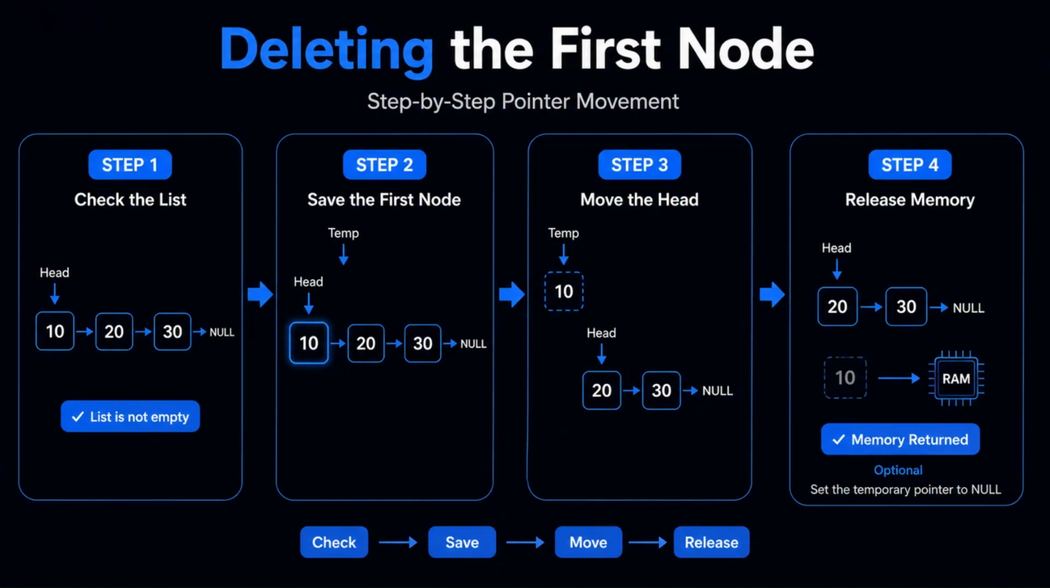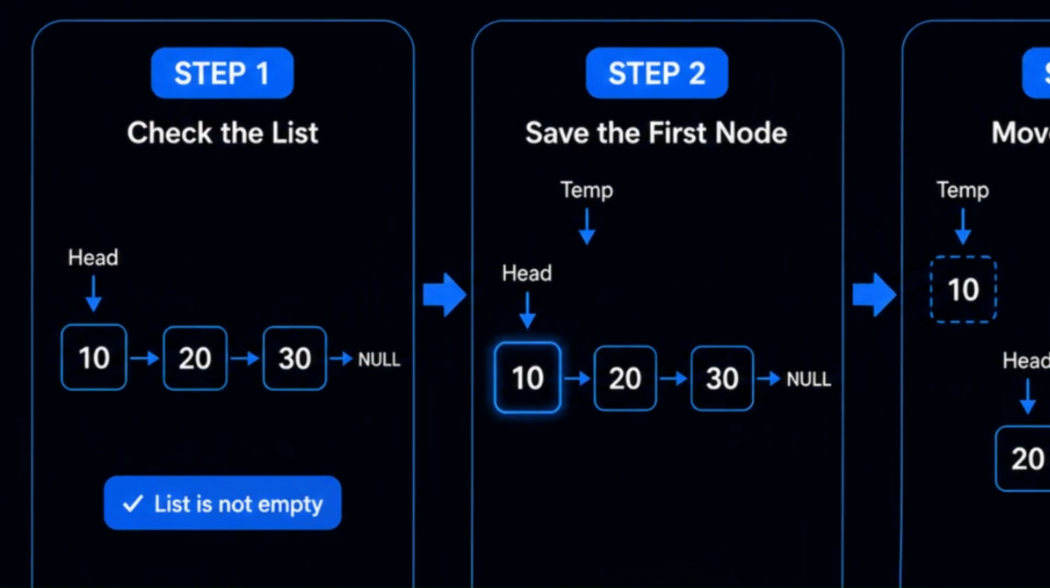Deleting the first node. Suppose our linked list contains the values 10, 20, and 30. The head pointer is currently pointing to the node containing 10. Our goal is to remove that first node safely. The very first thing we should always do is check whether the list is empty. If there are no nodes, then there's nothing to delete. This simple check prevents our program from trying to access memory that doesn't exist.